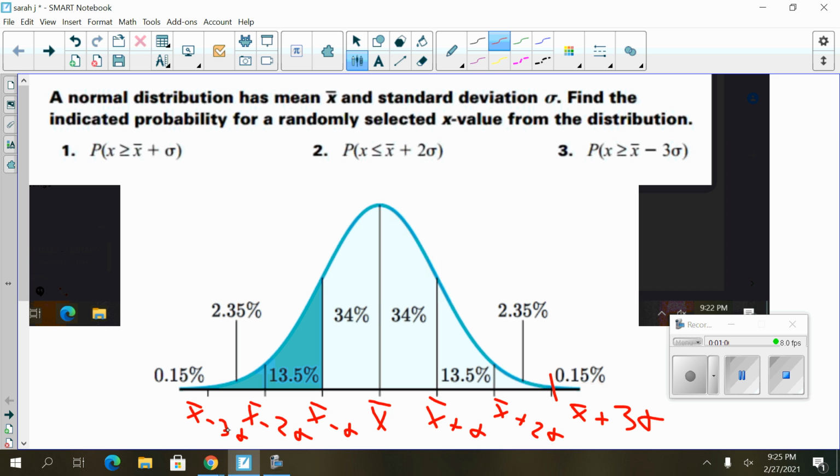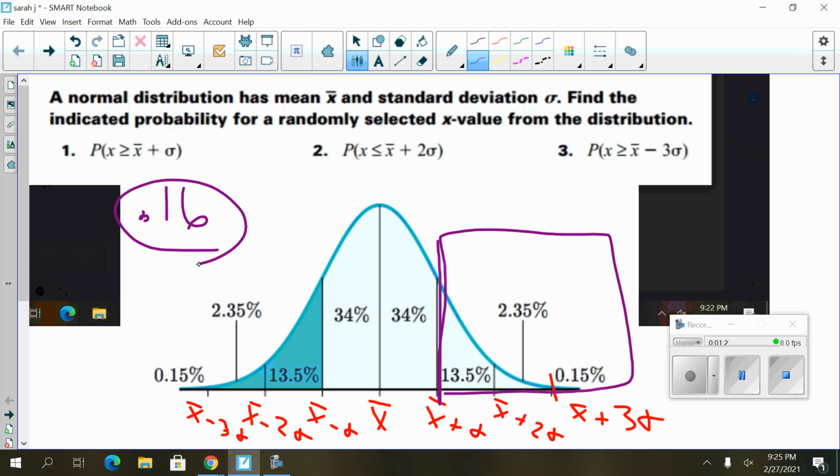Okay, so to answer number 1, we want the probability that a randomly selected X value is greater than or equal to X bar plus 1 sigma. So that's this location right here in purple. So we want the probabilities in these 3 zones, because that's the probability of being greater than that location. So you do 13.5% plus 2.35% plus 0.15%. And that's 16%. And we kind of talked that I would not mark it wrong if you wrote it as a percent, but the book writes them as decimals.